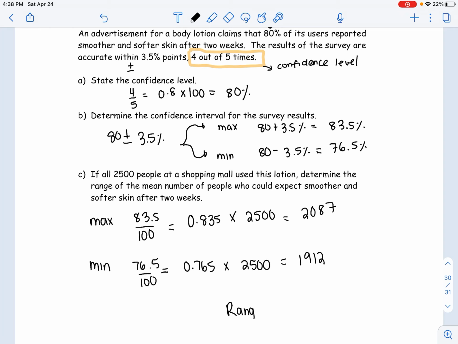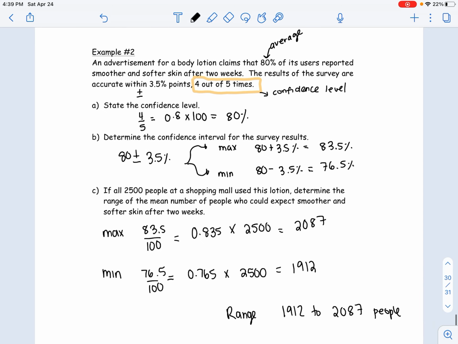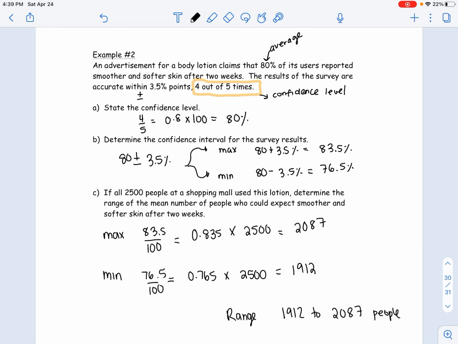Okay, so we're expecting our range to go from the smaller value to the larger number. So we're expecting 1,912 people to 2,087 people to report smoother and softer skin after 2 weeks of usage of this lotion, just from our confidence level, okay? So from all that information, this is what we were able to find. Very similar to question number 1.